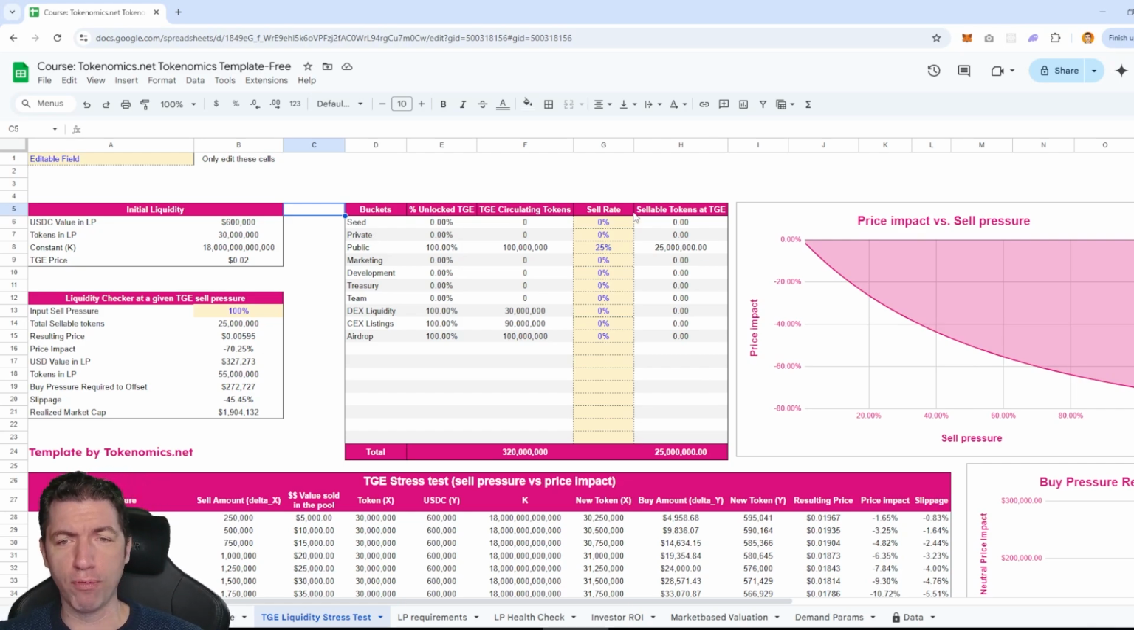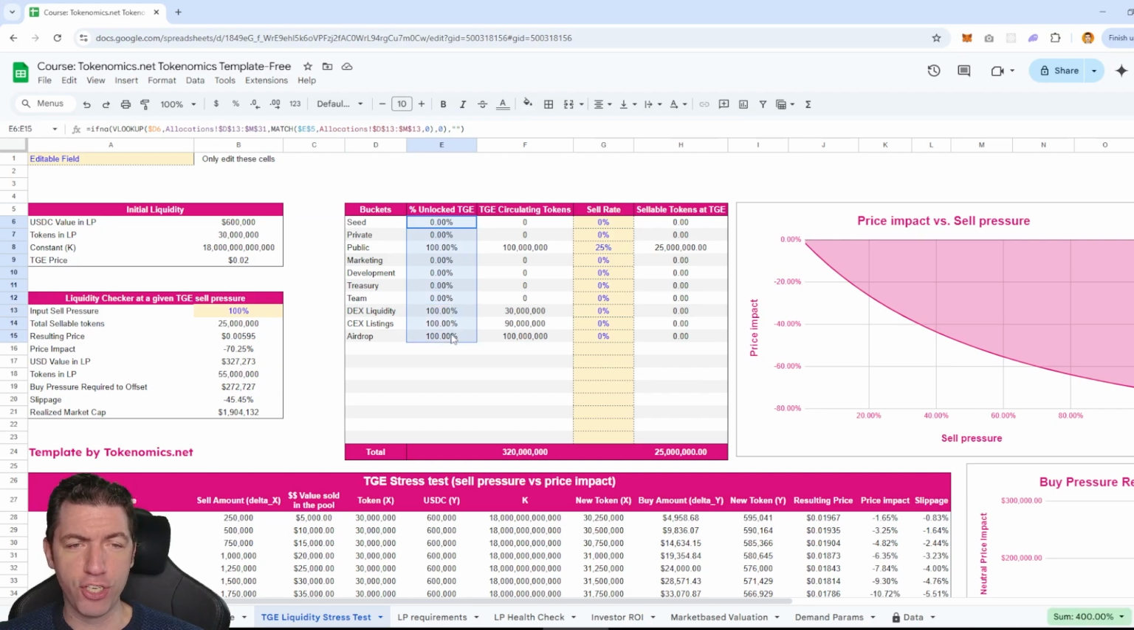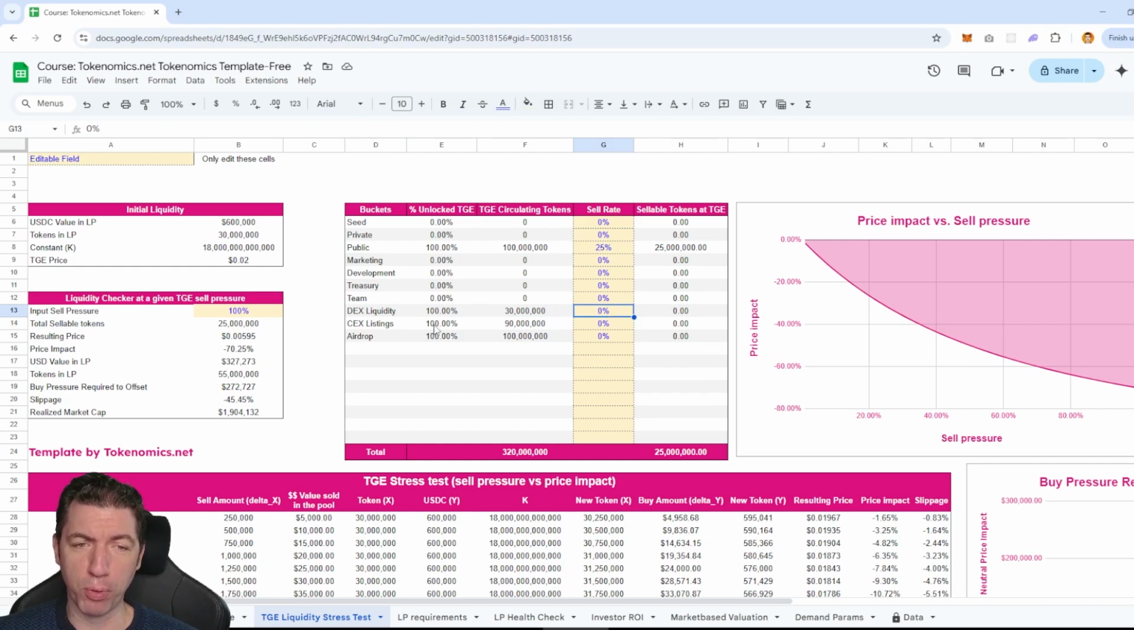Now let's look at this over here. We note that we don't have anything unlocked on TGE except for some of these areas over here. The decentralized exchange liquidity, this cannot be sold. That's going to go into the pool. The centralized exchange listings, this isn't something going to someone who will sell. That will also go to the centralized exchanges. The airdrop, this could be sold. The public allocation here, some of these could also be sold because people will buy the public, and then on launchpads and things, they'll sell at 2x's and these kinds of things based on what their preferences are.